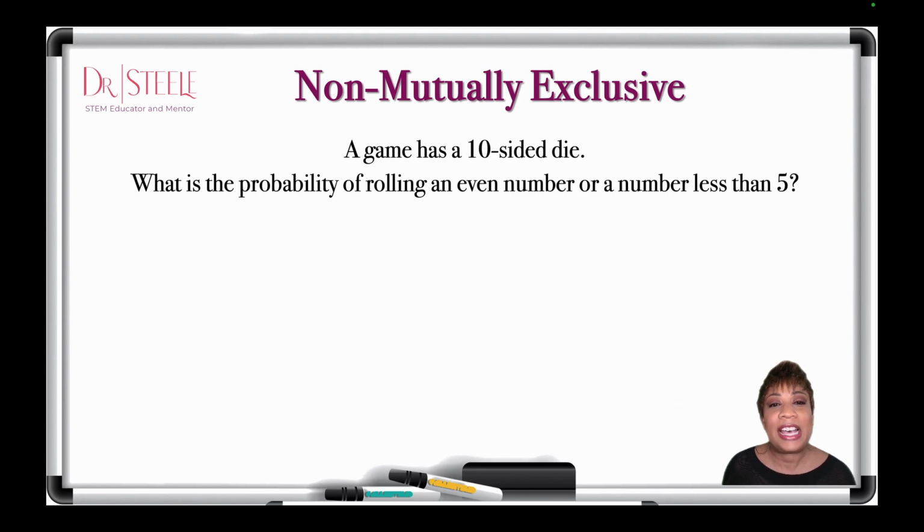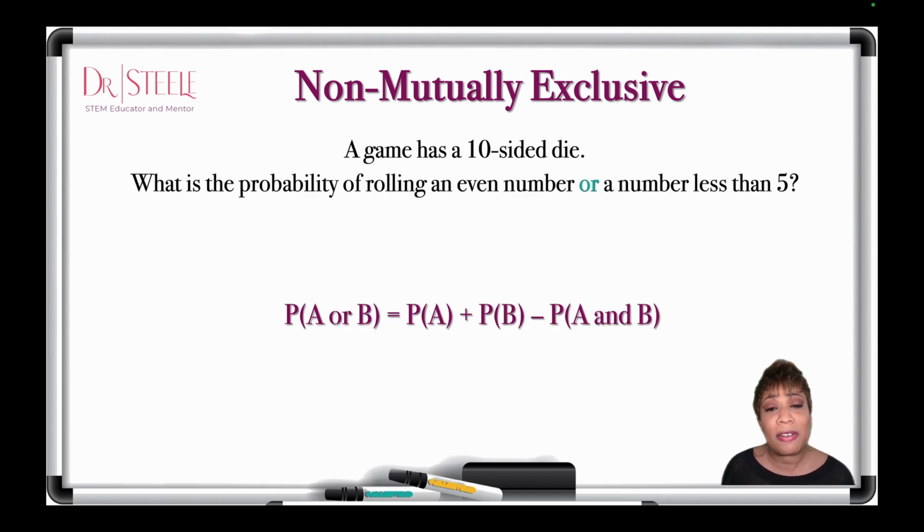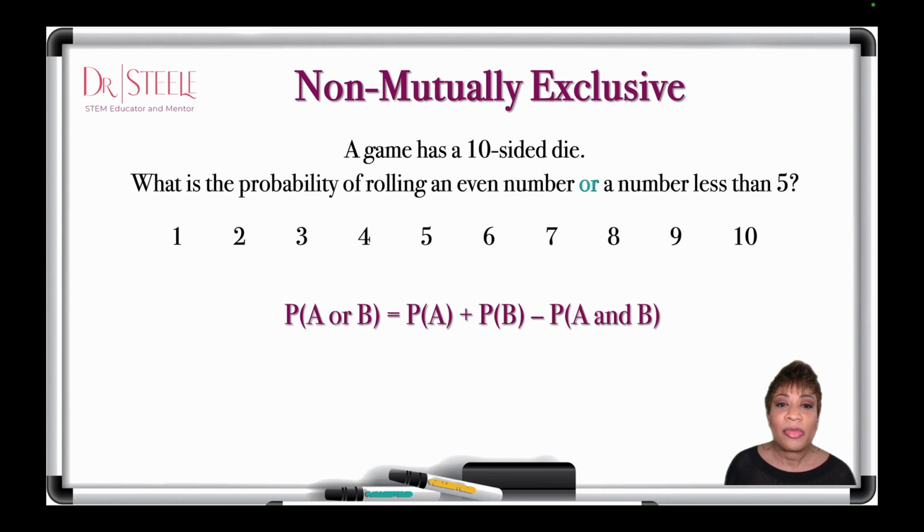Now, let's look at a non-mutually exclusive example. Again, straight to the question. What is the probability of rolling an even number or a number less than 5? Let me get out my or formula. All right, so we have a 10-sided die. So we have our 10 numbers.